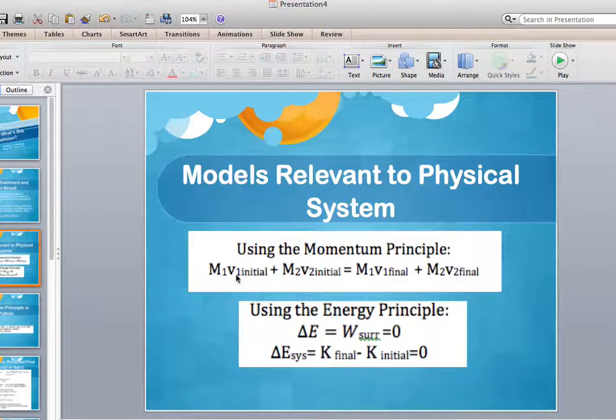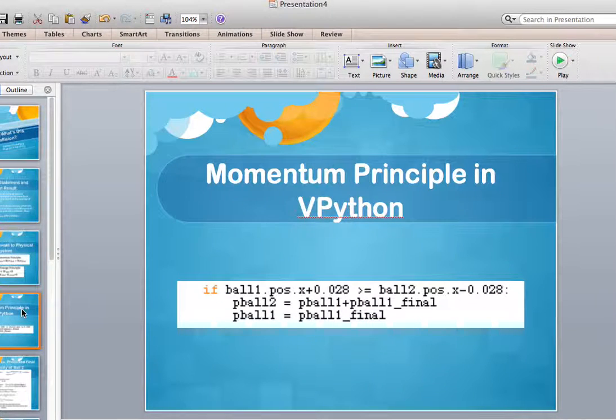So the model is based mainly on the conservation principle of momentum, where m1 v1 initial plus m2 v2 initial equals m1 v1 final plus m2 v2 final. And this is shown here in my code. This portion of the code helps update the change in momentum of my system. I also used the momentum principle to predict the final velocity of ball 2 after collision, and I made Python print the final velocities of ball 1 and ball 2.